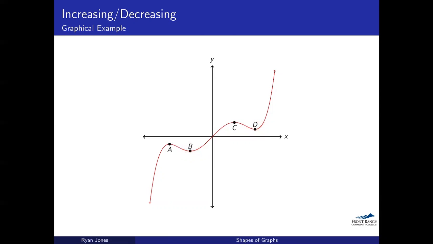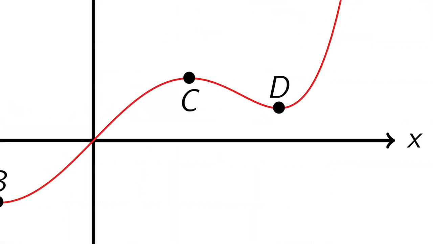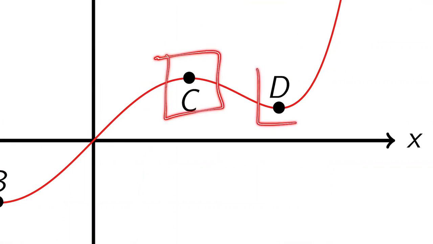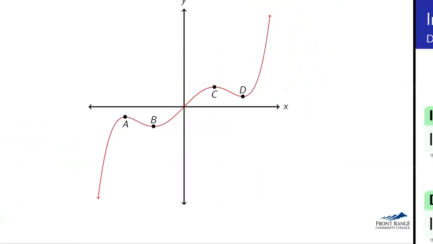If you look locally, if you were to zoom in really closely and just look right around here, B is the smallest point. A is the largest point. We might call that a maximum. And then same thing with C and D. C is the largest point in just this little area. D is the smallest point in that little area. So again, maximum for C and minimum for D.